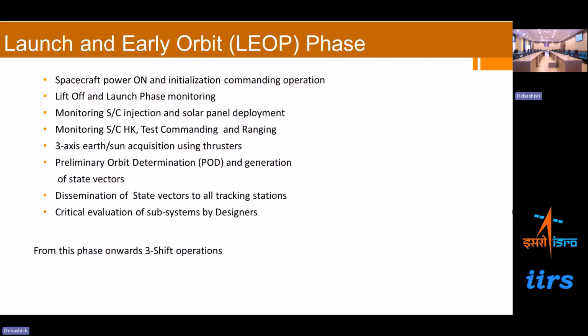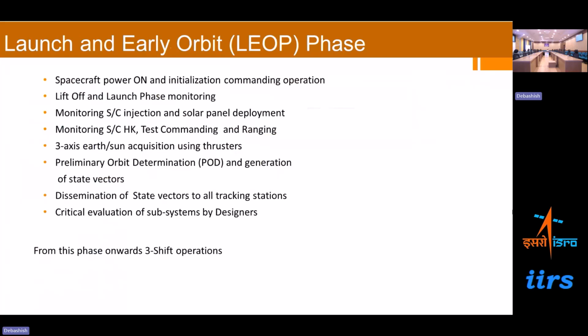So by this time, why do we do ranging? We do ranging because we want to determine the orbit, and the orbit determination comes from the ranging. And there is monitoring of the spacecraft health parameters. If you remember, we have the 7 subsystems. All the 7 subsystems need to be monitored very closely with the subsystem experts, so that they tell us their subsystems are normal.